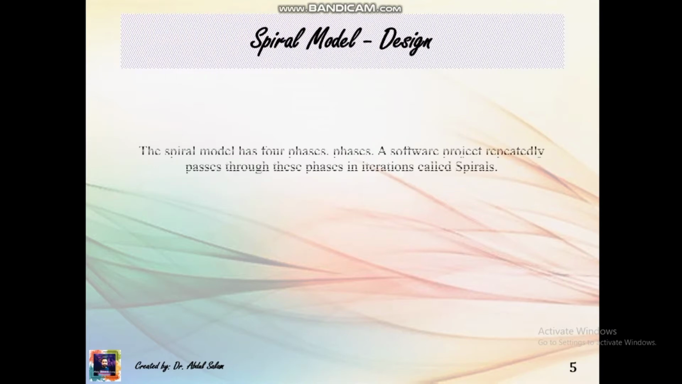Spiral model design. The spiral model has 4 phases. A software project repeatedly passes through these phases in iterations called spirals.